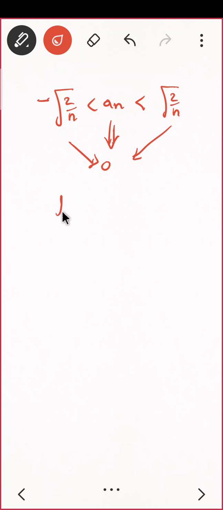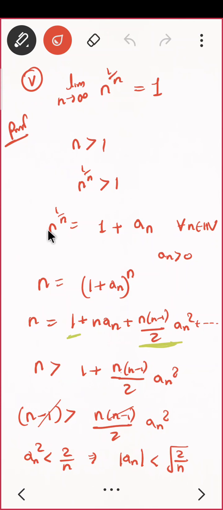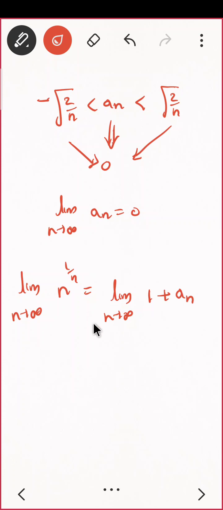That means limit n tending to infinity, e_n goes to 0. But this is not what we are supposed to find. We are supposed to find the limit of this. Correct? So let us do limit n tending to infinity n raised to 1 by n, I am writing as 1 plus e_n. Now I know that limit e_n goes to 0. So this is 1 plus limit n tending to infinity e_n, and that is 1. Hence proved.